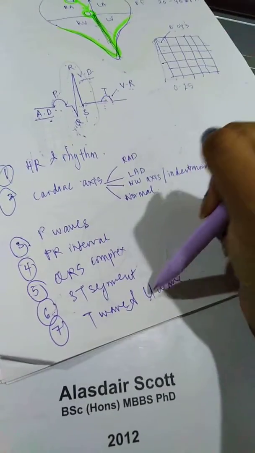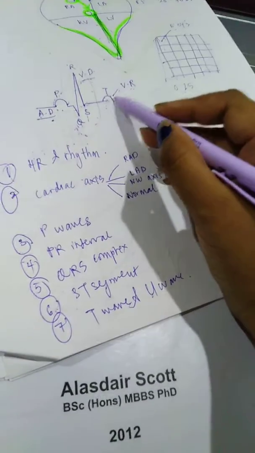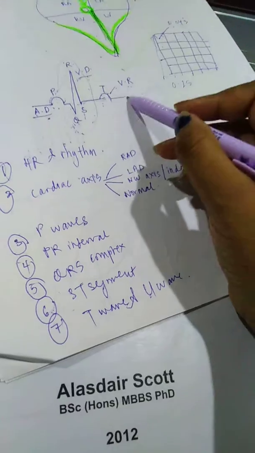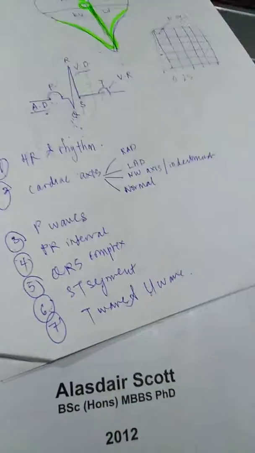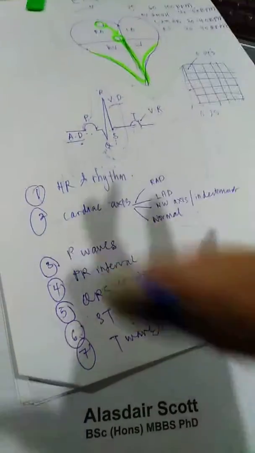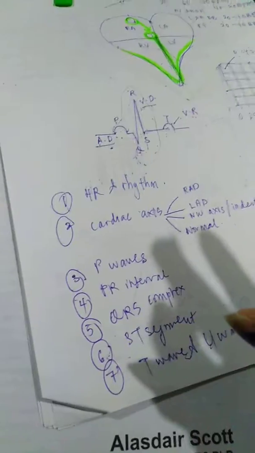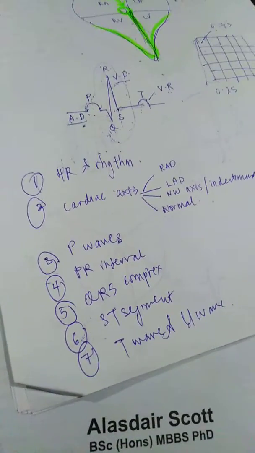A U wave is basically an abnormal wave that you see all of a sudden popping in right after your T waves. And that is actually related to some metabolic abnormalities, and I'll be talking about it as well. So these are the simple steps that you need to follow to interpret an ECG.